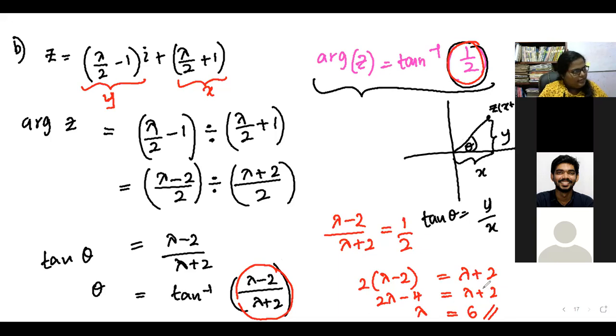So is it clear for you? Is it clear for you how to get this arg value and how to equate these arg values here like this?